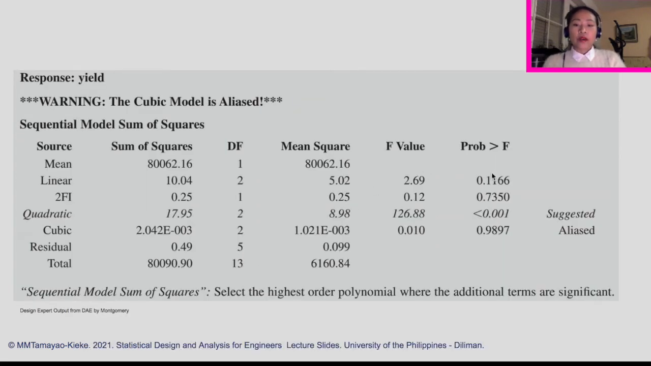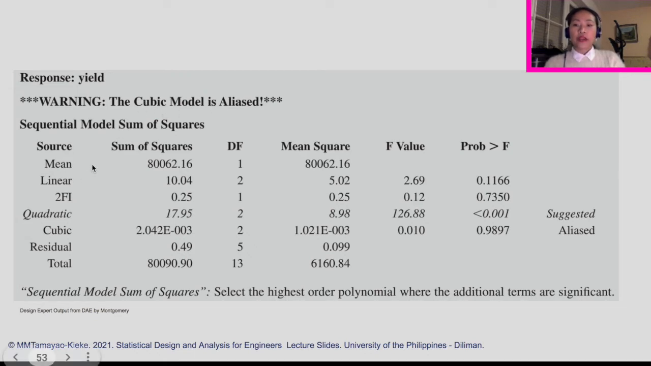Okay, so this is an excerpt from Design Expert output presented in Design and Analysis by Montgomery. Again, the response is yield. You can see here that there's a warning that the cubic model is aliased. There is significant aliasing in the cubic model, and that's mainly because we don't have enough data to be able to fit a cubic model.